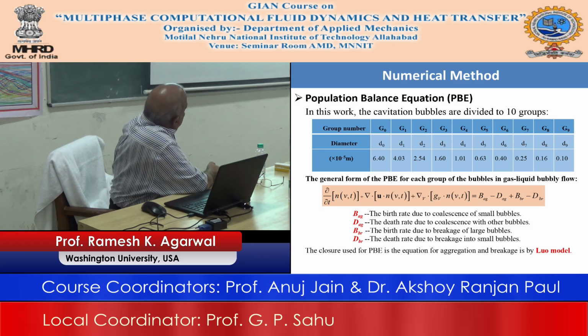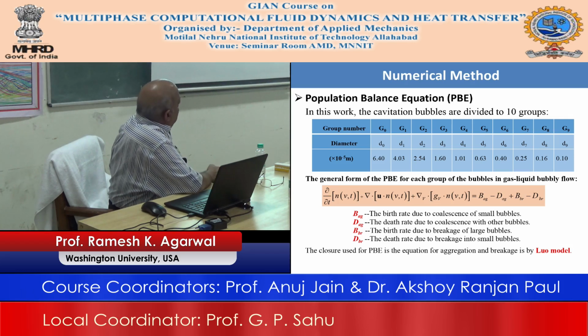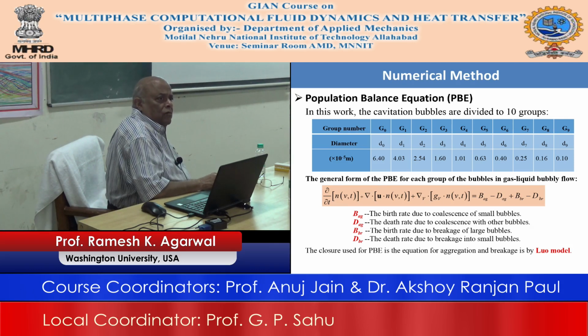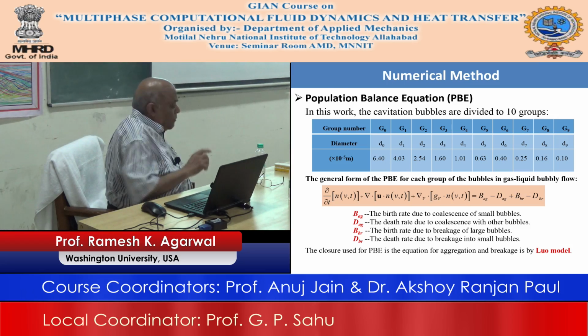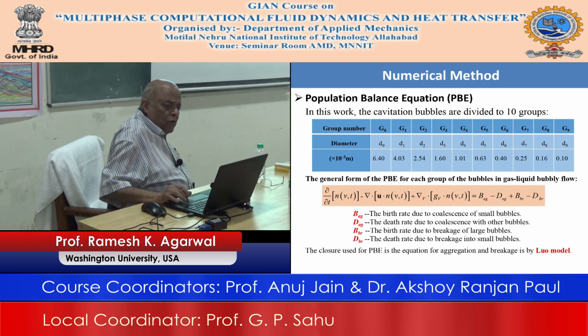But here this is good enough, and this is the equation that you need to solve. So now there is the birth rate due to coalescence, the death rate due to coalescence with other bubbles, the birth rate due to breakage of bubbles, etc. It is actually based on what is analogous to the Boltzmann equation. It's extremely complicated. As I said, if you do it yourself, it will take a long time to solve this problem with this sample of bubbles that I showed you, which follow the Gaussian distribution.